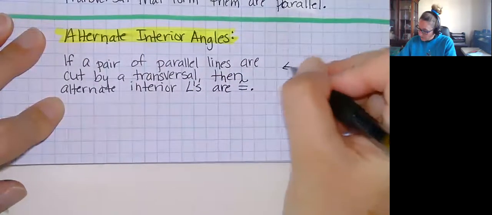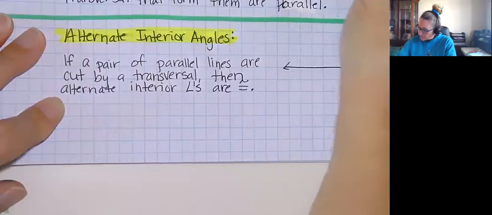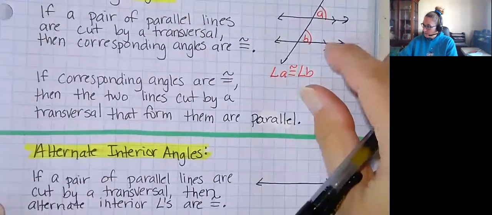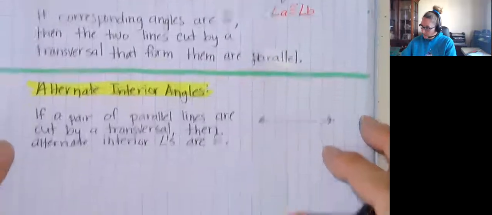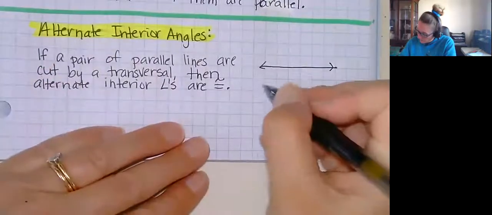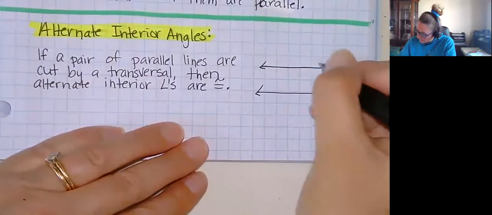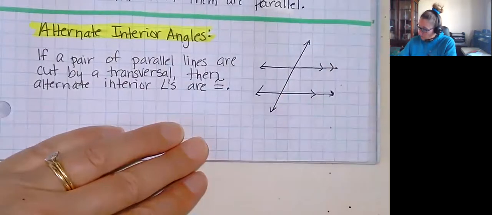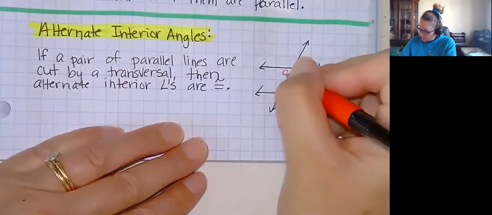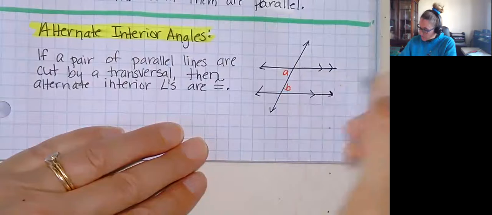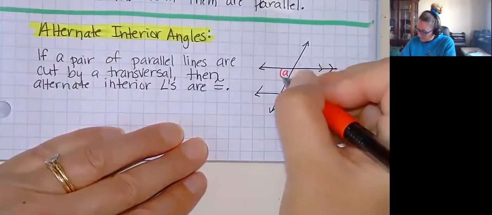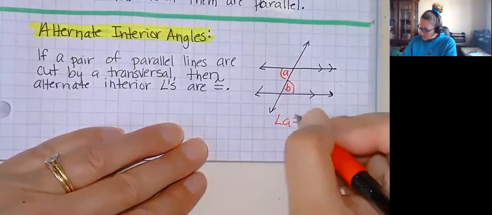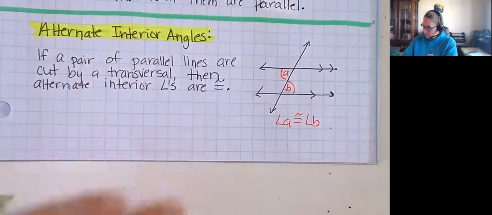So a picture of that again, parallel lines. Oops, and I didn't put my parallel symbol on the one above. Okay, so draw those arrows so you know that they are parallel. So here's my parallel lines cut by the transversal, alternate interior angles. So let's say here's angle A and here's angle B. Angle A is congruent to angle B.